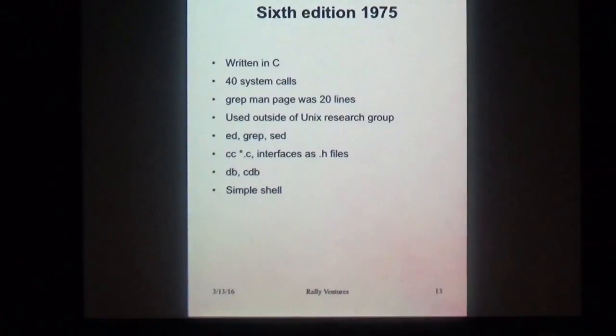So in these days, it was the 6th edition Unix system. It was written in C. There were 40 system calls, which is probably about as many as anybody can really need. The grep man page was 20 lines long. Pretty cool. And this system was actually used outside of the research group itself.